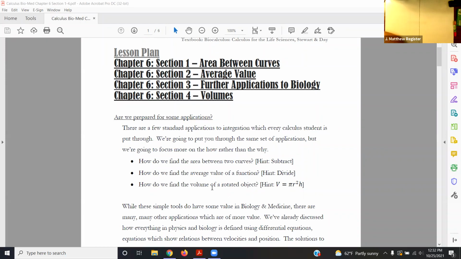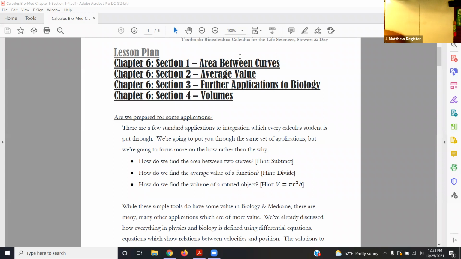And then how do we find the volume of a rotated object? As a hint, we know how to find the volume of something which is rotated. It's pi r squared times the height. That's the formula for the volume of a cylinder. And so instead of breaking things into rectangles, we'll be breaking things into cylinders. These are some of the easier ones where really all you have to do is just use a formula. As long as you have the formula, you can do all 3 of these types of applications with no issue.